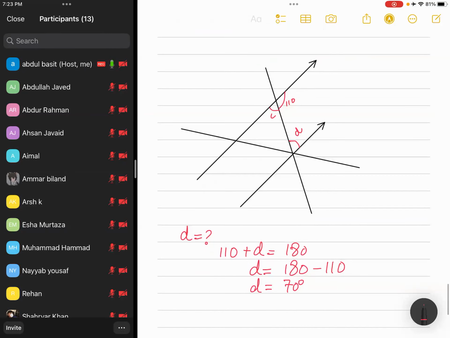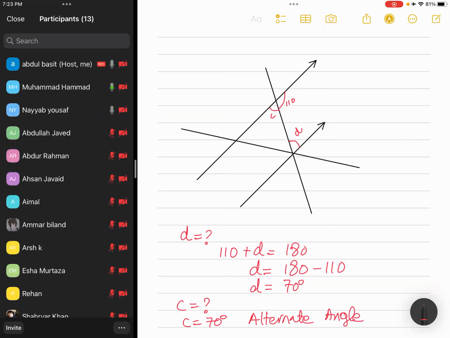Okay, what would be the amount of C? What will C be, beta? 70 degrees. Yes, why is C 70 degrees, beta? It is alternate as well. Yes or no? Yes, sir. So that is what the mathematical reason is all about.